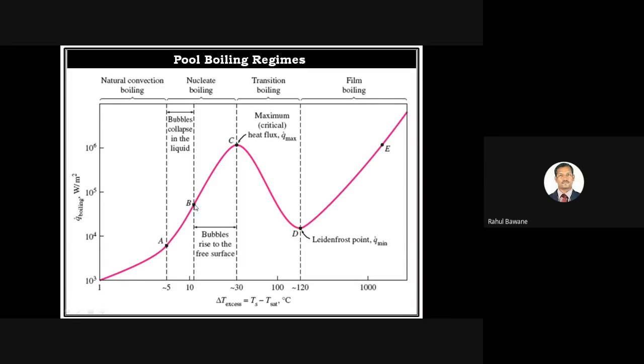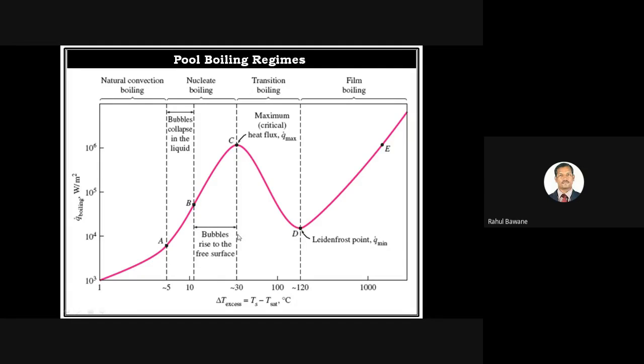Now after point B, whenever a bubble detaches from the heating surface, it will not collapse anywhere. It will directly reach the upper layer of liquid, where it bursts and releases its heat to the surroundings. So from B to C, whatever bubbles form rise to the free surface of the liquid.